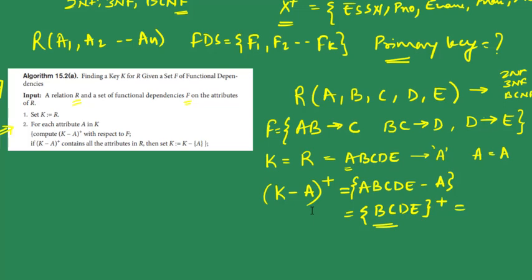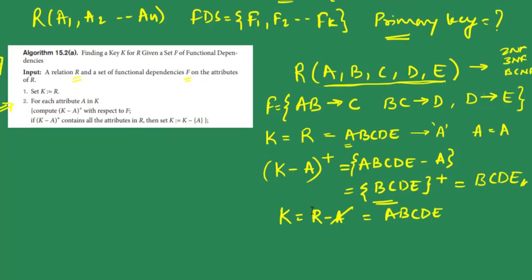So BCD plus will become BCDE only. Now what the algorithm says is, if K minus A plus, which is BCDE, contains all the attributes in R. Now all attributes in R are A, B, C, D, E. So does it contain all the attributes in R? No, because A is not present here. In that case, the closure of K minus A plus is BCDE, it doesn't contain all the attributes of R. So in that case, you cannot remove A from R. So the key remains equal to A, B, C, D, E. It means A is an essential part of the key.